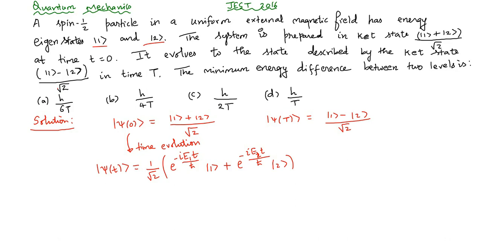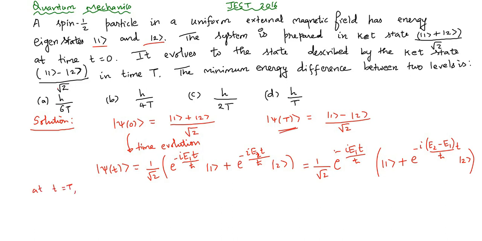Now what we have to do? Let us take out 1 by root 2, and let us take e power minus i e1 t by h bar out. So what you will get is 1 plus this term, which can be written as e power minus i (e2 minus e1) by h bar t, for ket 2. Now what is required? At time t equal to capital T, the state becomes ket 1 minus ket 2, this one.